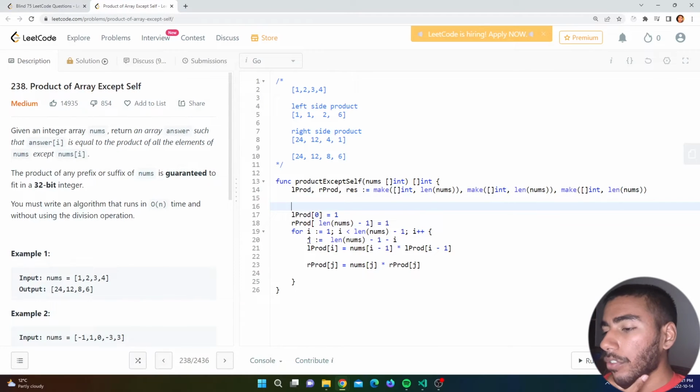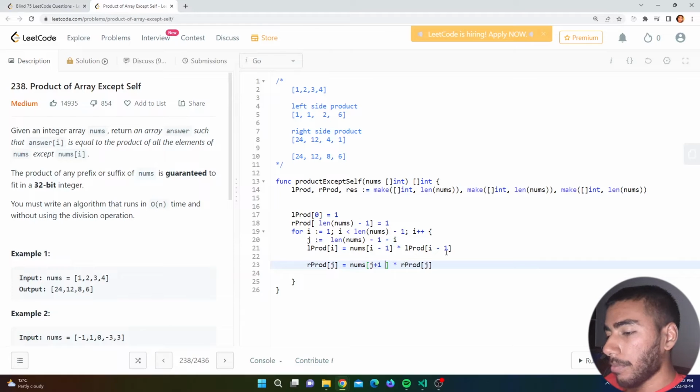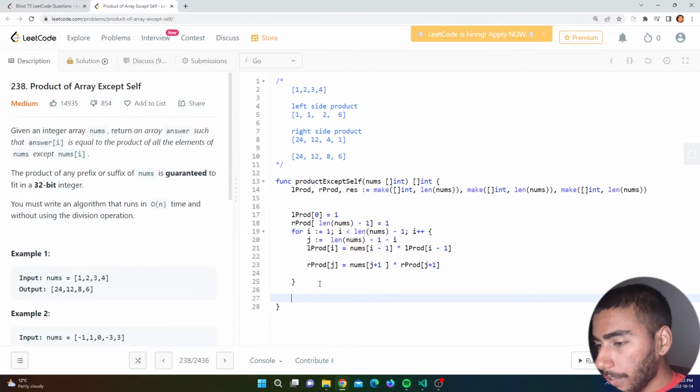Okay, so in the first iteration, it's going to be the last index, but we want to go one below that. So that brings us one below that. So we actually need to increment this by 1 and increment this also by 1. And then finally, at the very end, we need to do one more iteration. So range over nums is equal to that. And then res at index I is equal to L prod at index I times R prod at index I.